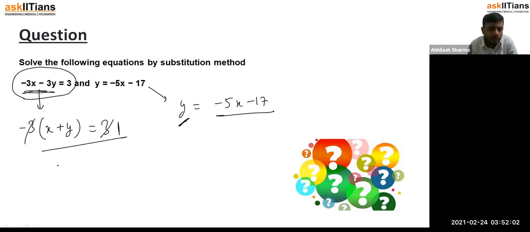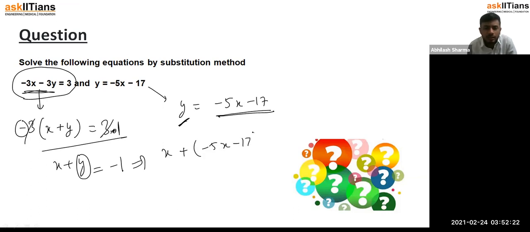So on simplifying, this equation has become x plus, now take this minus 1 here. Okay, so when you do that, x plus y will come out to be minus 1. Now substitute the value of y. How much is it? x plus minus 5x minus 17 will give us minus 1, correct? So what are we getting?